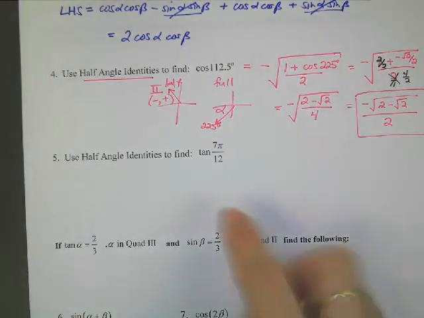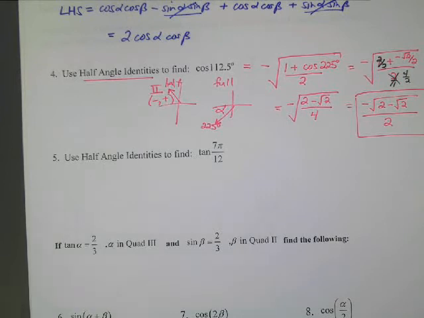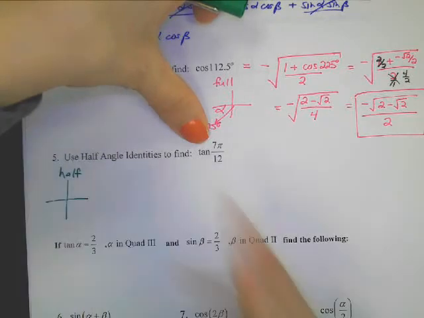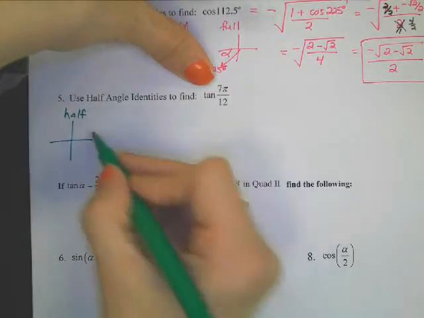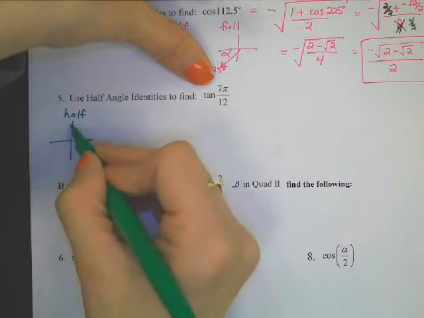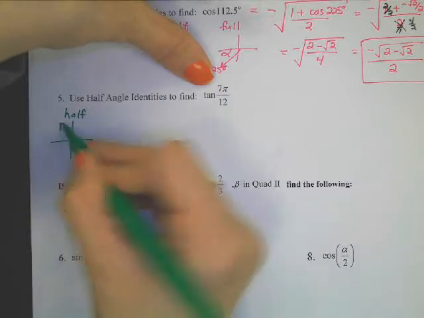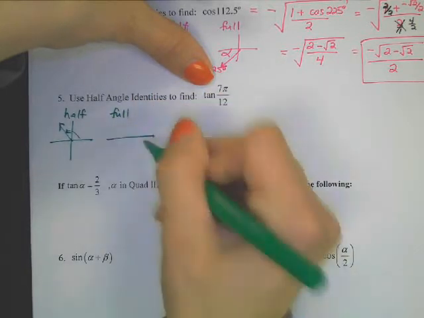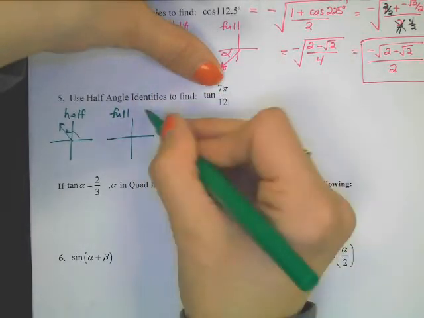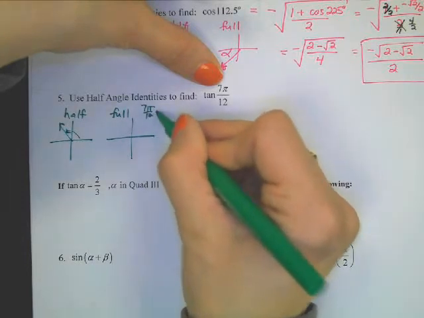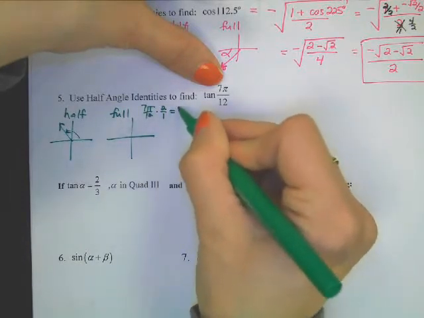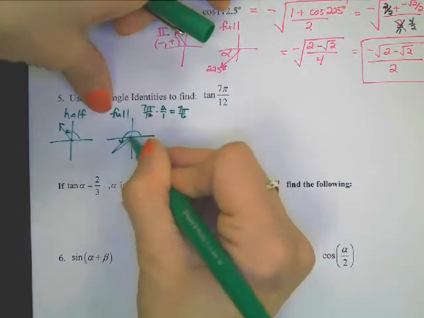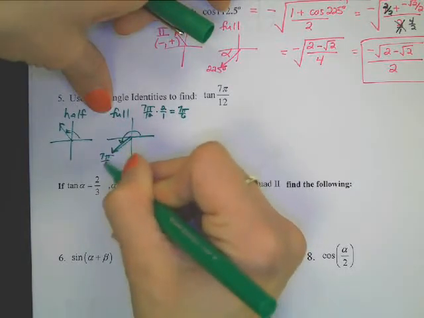Okay, half angle identities for a tangent problem. So let's see if this is the half angle. Where is 7 out of 12? 12 out of 12 would be here. 6 out of 12. So 7 out of 12 is right here. Here's the half. So where would the full angle be? 7 out of 12 times 2 is 7 pi over 6. 7 pi over 6 is right here.